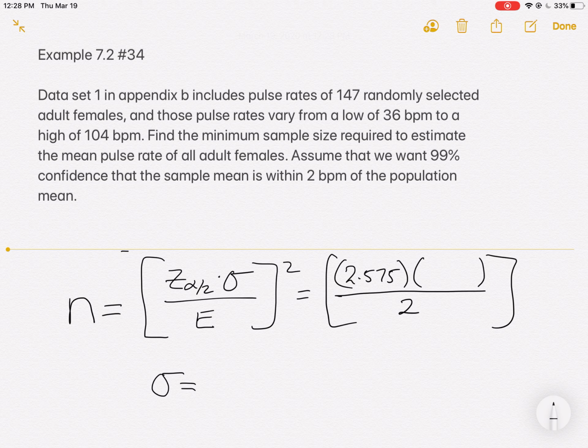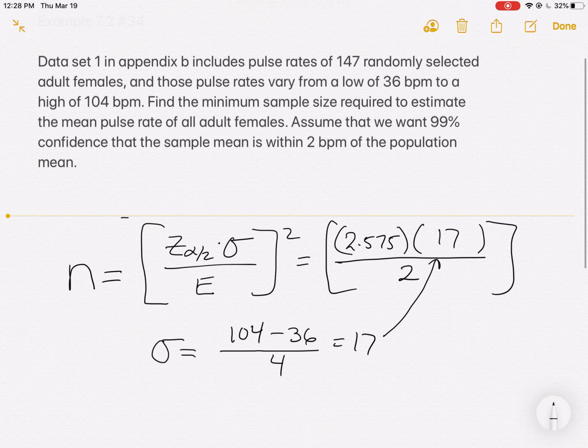So we have to go through the range rule of thumb. So ideally we know what the range of pulse rates are, and we do. We know it ranges from a high of 104 to a low of 36, and we're going to divide that by 4. So we're going to take the range 104 minus 36, and we're going to divide that by 4, and we're going to come up with 17. So 17 is what goes into this area right here. So we have to do that side work.